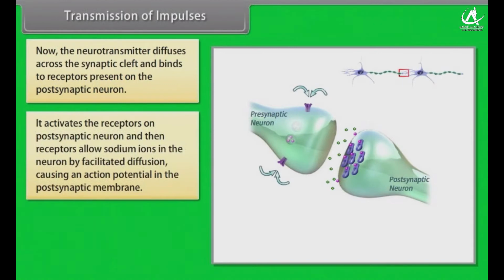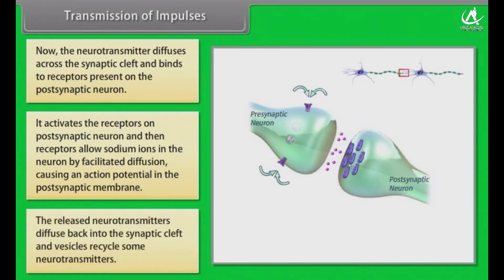It activates the receptors on the postsynaptic neuron, and then the receptors allow sodium ions into the neuron by facilitated diffusion, causing an action potential in the postsynaptic membrane. The released neurotransmitters diffuse back into the synaptic cleft and vesicles recycle some neurotransmitters. Central nervous system.